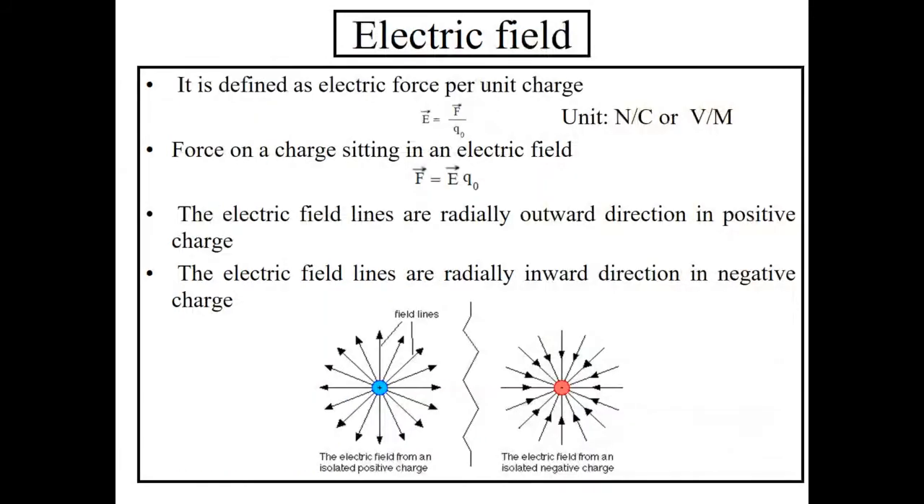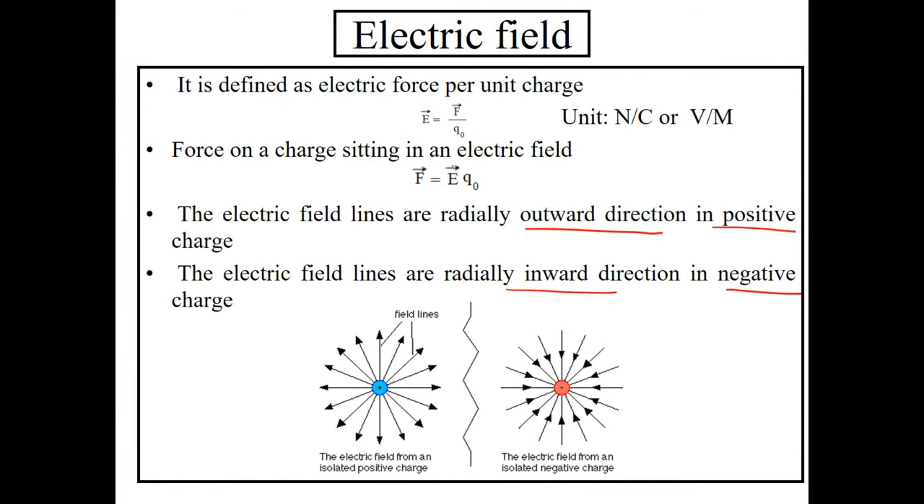Clear? Then let's come to this slide, where I gave the picture of a positive charge and a negative charge. You can see the electrical field lines. The electric field lines are moving in the outward direction here, and here the electric field lines are projecting in the inward direction. Am I right? Here I told you already the same concept: positive charge, radially outward direction; negative charge, radially inward direction.